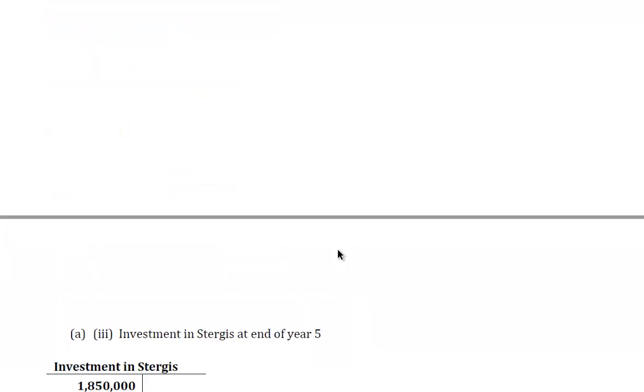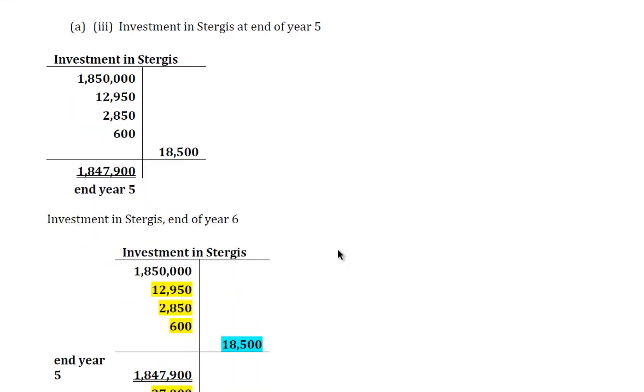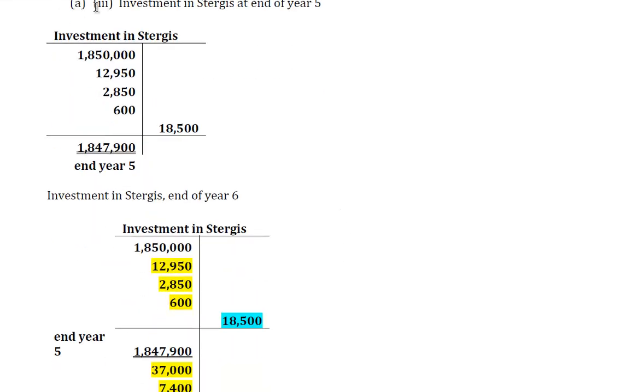Now, in the third part of Part A, we asked you to calculate the value of the investment in Sturgis at the end of year 5. So what did we do? We went back to the entries, and we know that we made an entry when we first purchased Sturgis for $1,850,000. So that starts off being our cost. To that, in year 5, we added our share of the equity method income. We also added in our share of the OCI that Sturgis had booked, as well as the discontinued operations gain.